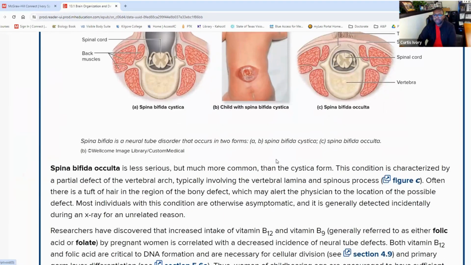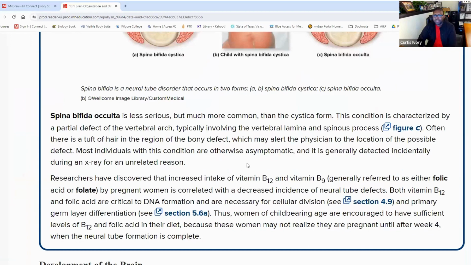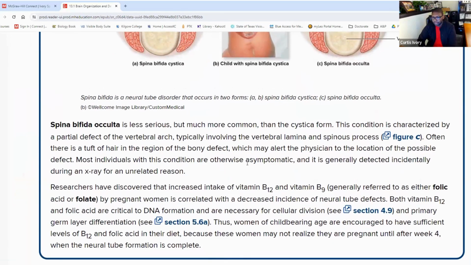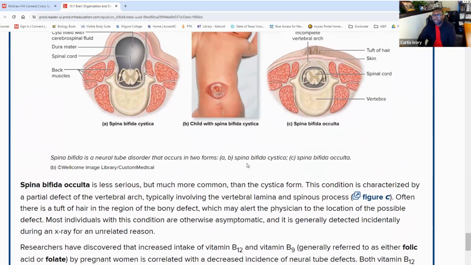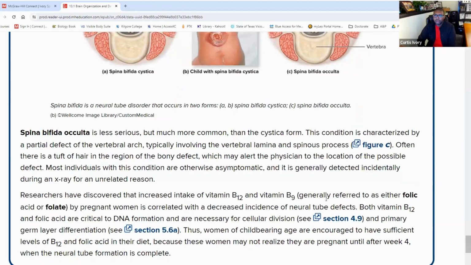This happens because of the lack of intake of B12 and B9; the mother hasn't taken it. So this is one reason why it's very important to take prenatal vitamins. If you don't take them, especially if you're lacking in vitamins, you can potentially cause a lot of harm to the child. Also, this is referred to as folic acid.